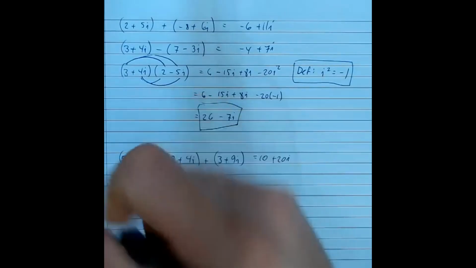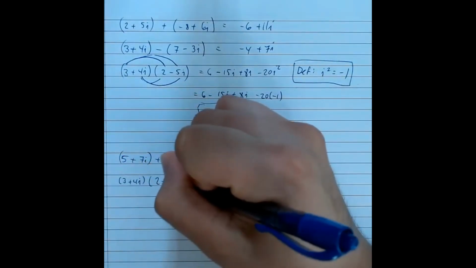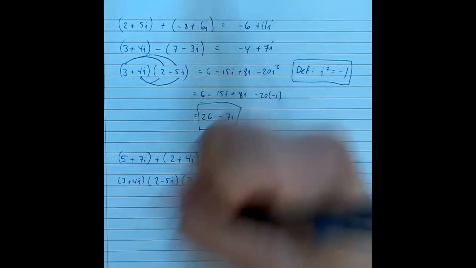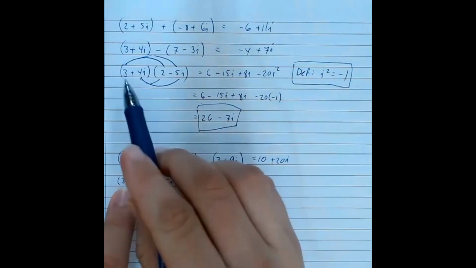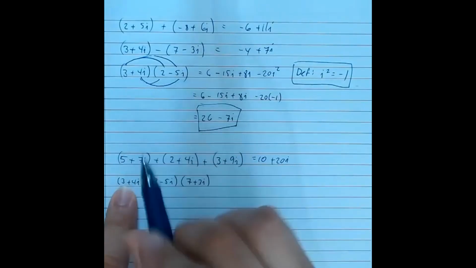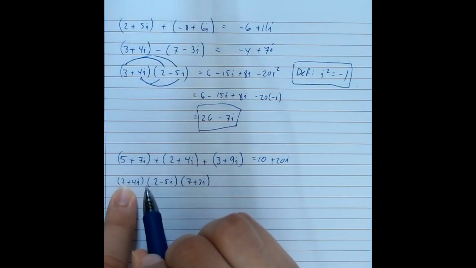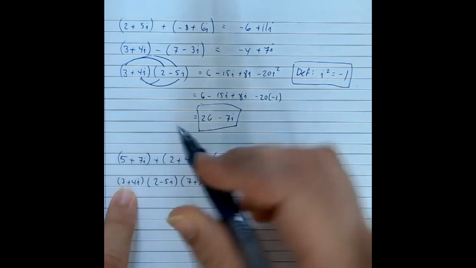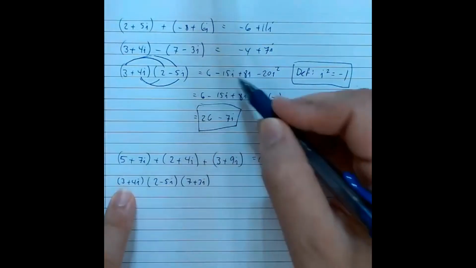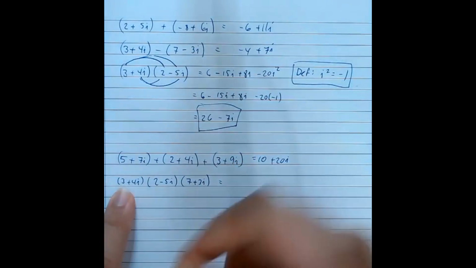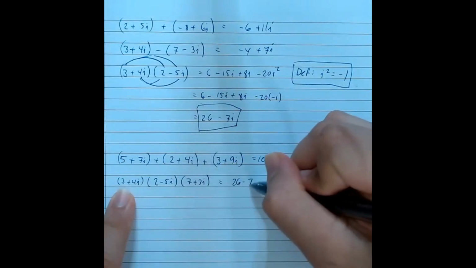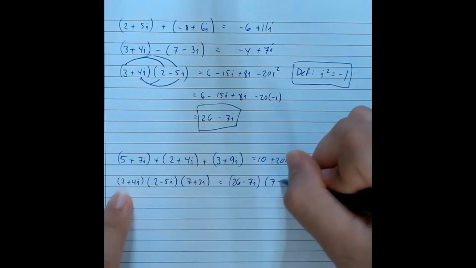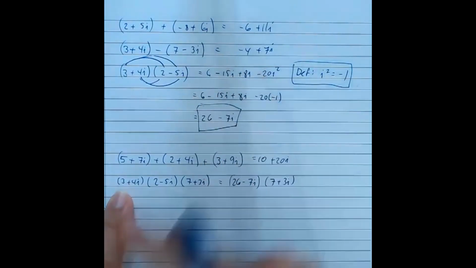Because if I take 3 plus 4i times 2 minus 5i times 7 plus 3i, notice that it takes all of this work just to do these first two. And then once I have those two, I still have to distribute this one. So all of this work is required to tell me that these two multiply together to give me 26 minus 7i. But now I have to multiply times this one, and this one will also require that much work.